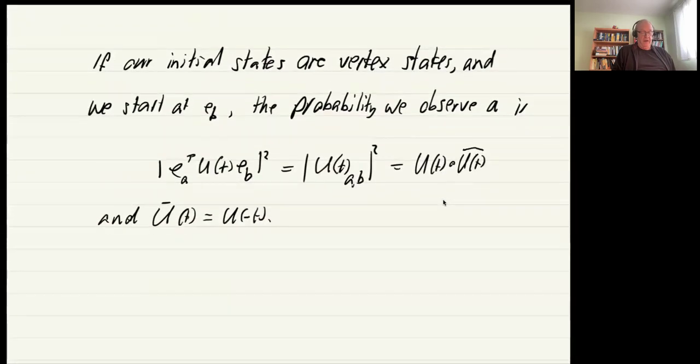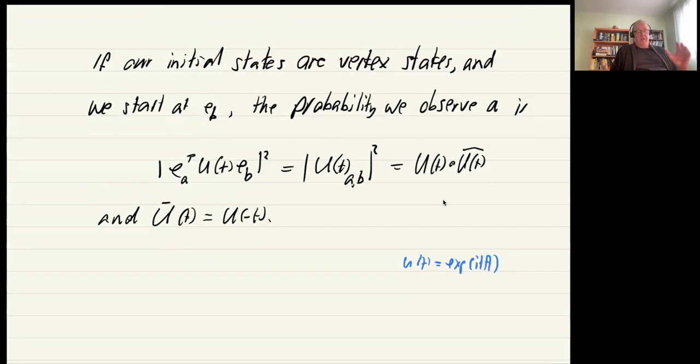The point here is that U of t is exp of itA, and so this is unitary, and since A is symmetric, U of t is also symmetric, and that's why you get this identification between the complex conjugate and the inverse. Okay, that comes up a number of times.